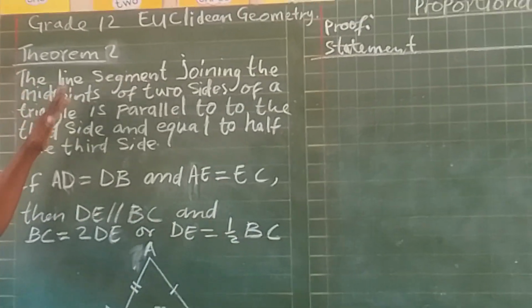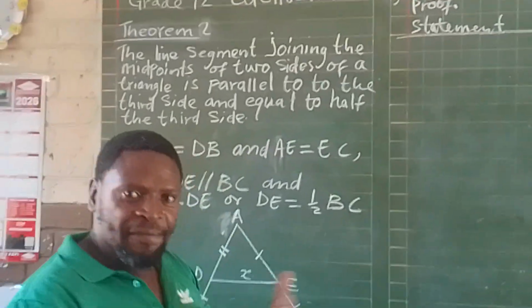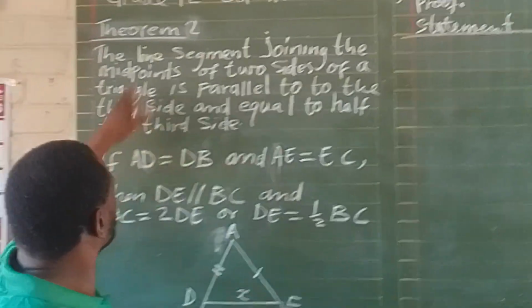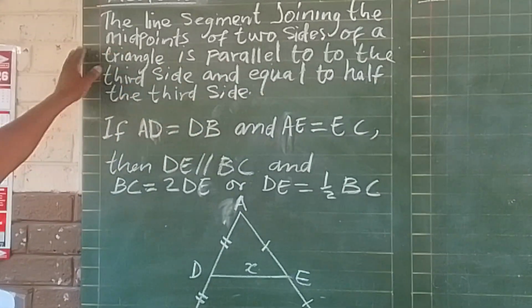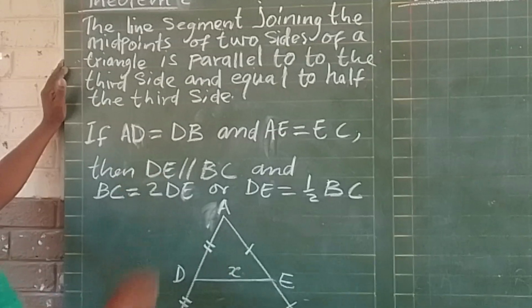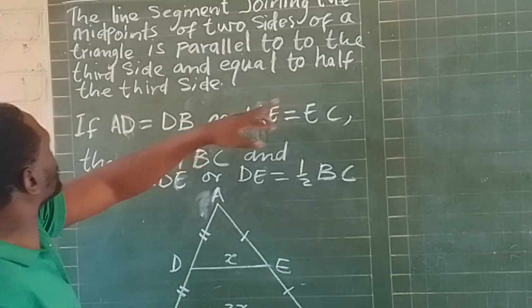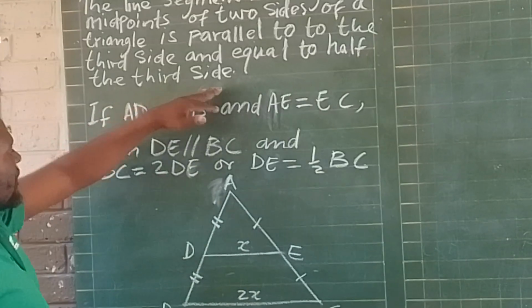Theorem number 2 is the corollary or the inverse of Theorem 1. The line segment joining the midpoints of two sides of a triangle is parallel to the third side and equal to half the third side.